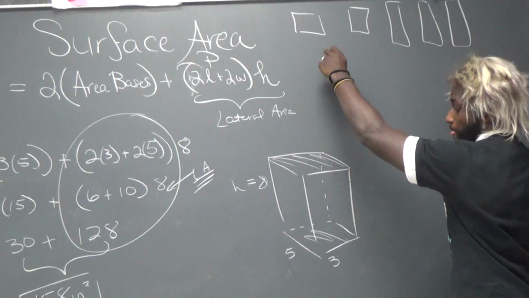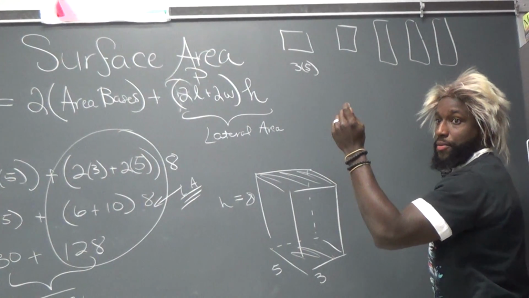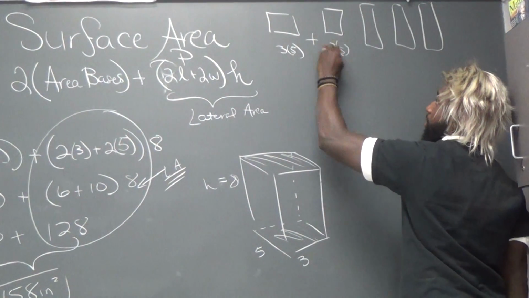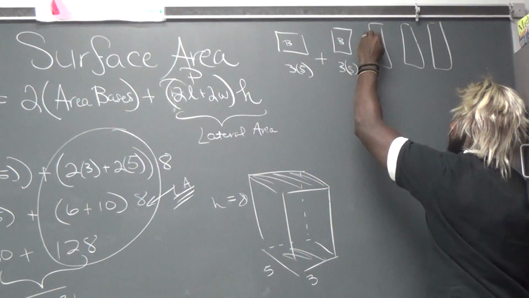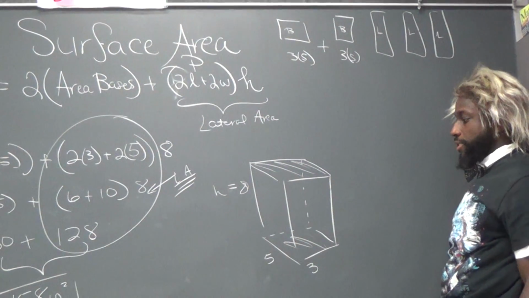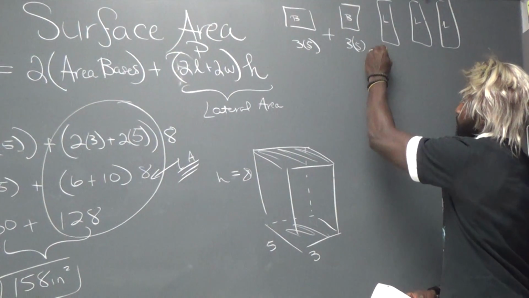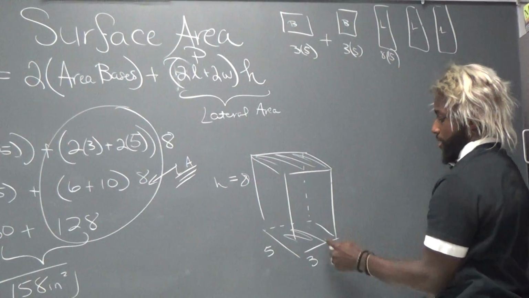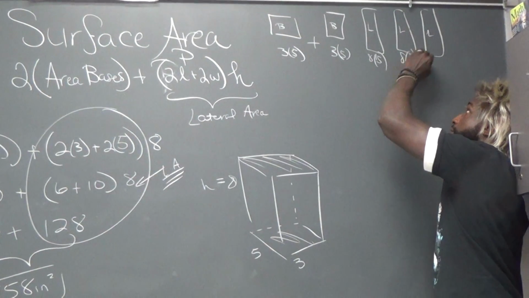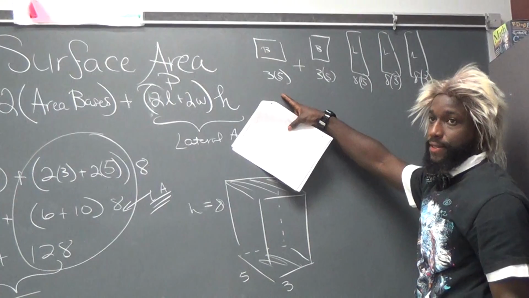These boxes are 3 times 5. We all good with that? This box is 3 times 5. That's the top base. These are the bases, and these are the lateral faces. The lateral faces are going to be 8 times 5 over here, and this is going to be 8 times 5. Over here is going to be 8 times 3 and 8 times 3.